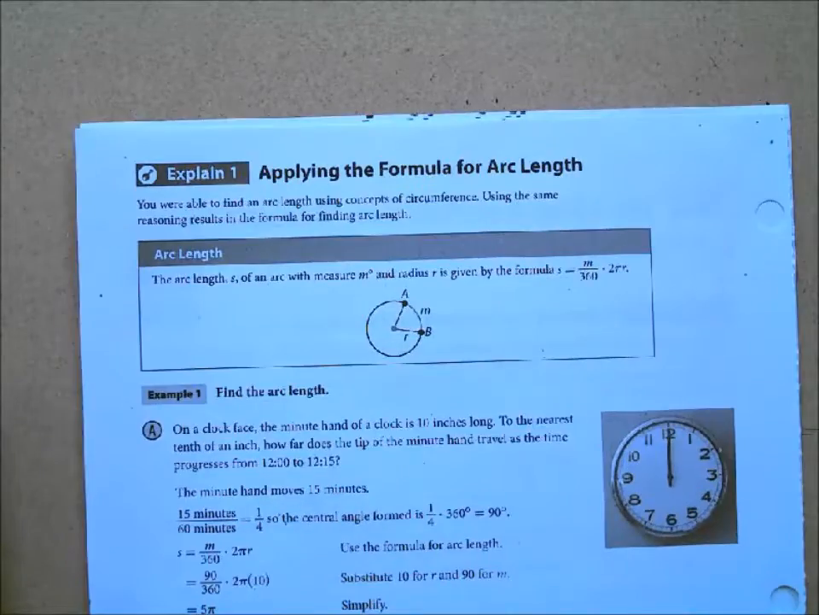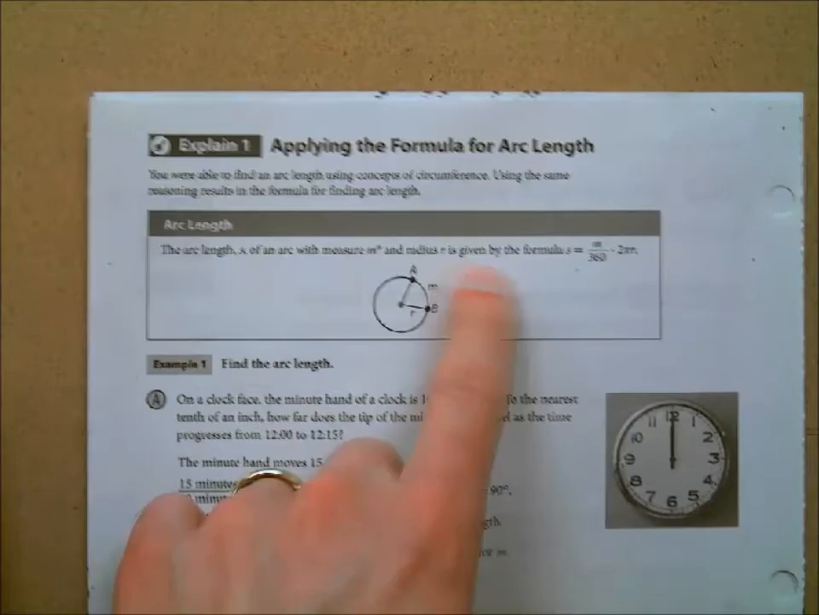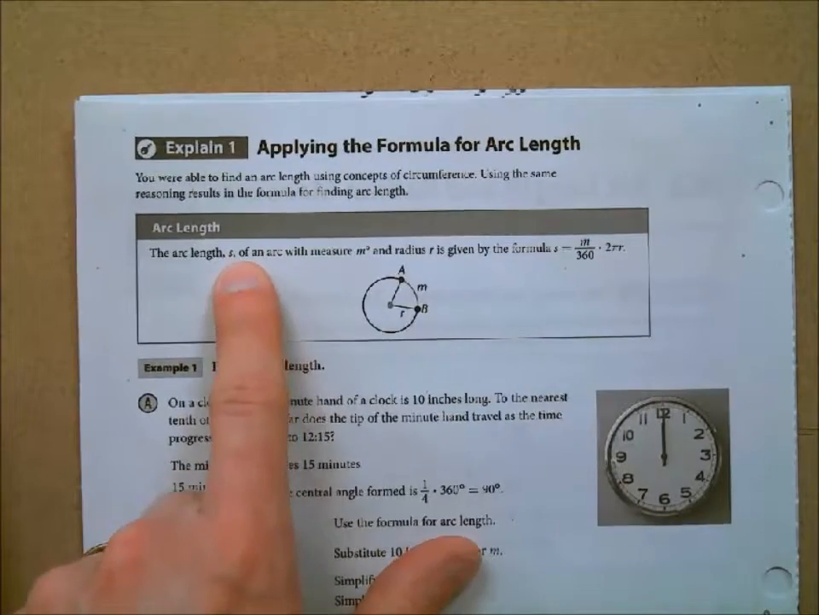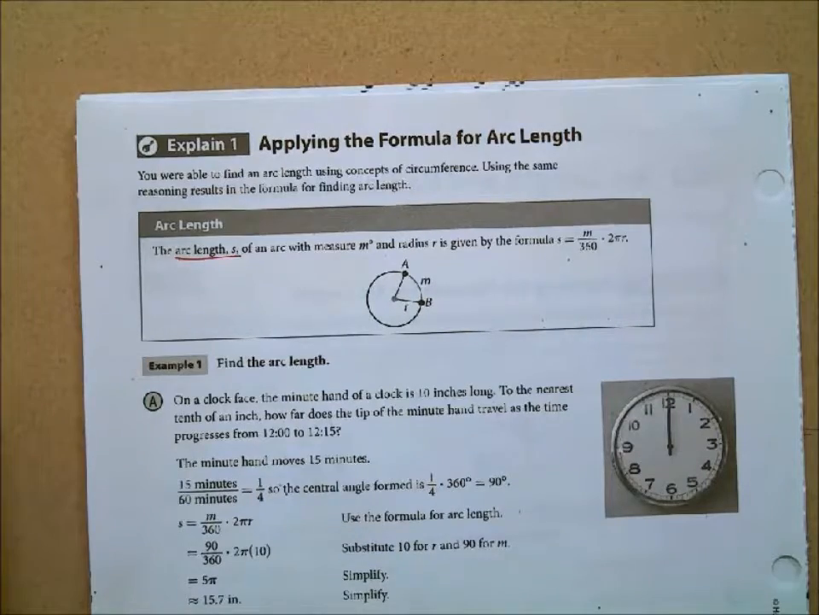All righty. So if you turn the page, you can see it. Arc length s of an arc with measure m degrees and radius r is given by the formula s equals m over 360 times 2 pi r. So lowercase s is used for arc length. Why isn't it a lowercase a, or why isn't it al? Beats me. But s is the typical variable used to describe arc length.